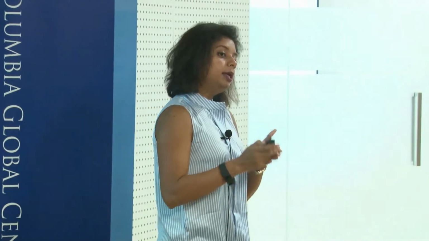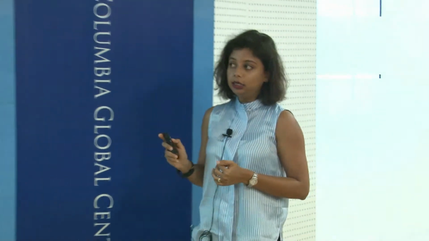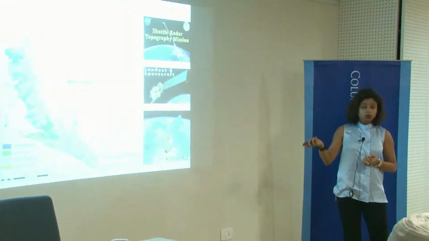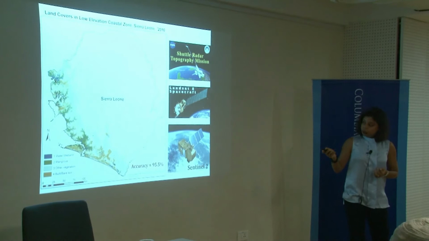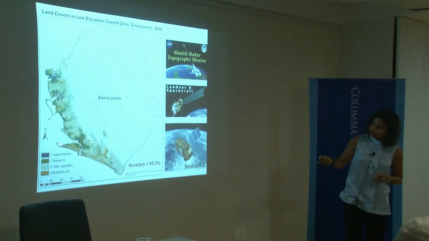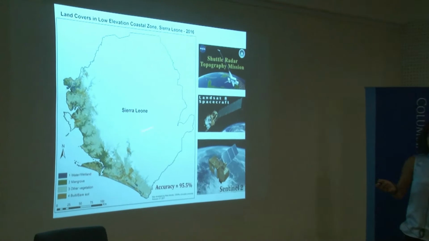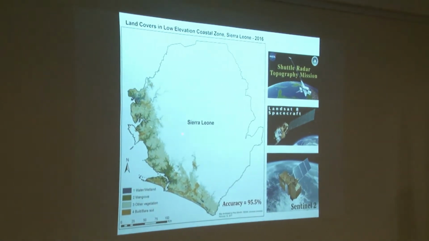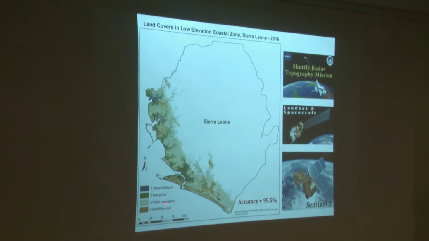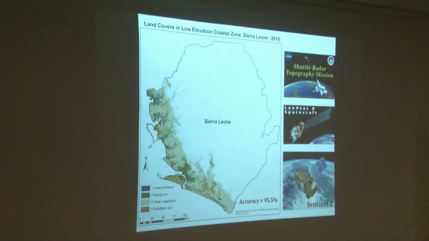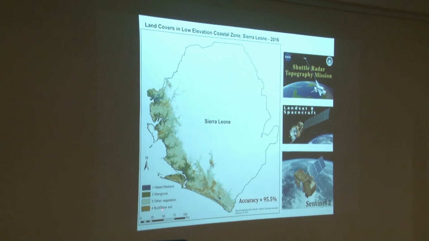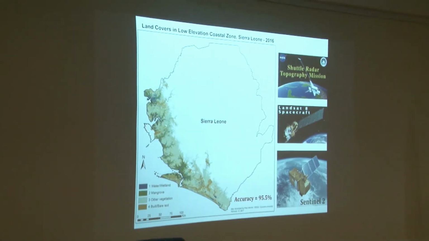For a project like WABiC, we were interested in looking at landscape evolution over time, and it's very important to keep the method consistent. So once we had this idea, I went ahead and created this map for Sierra Leone for 2016. In this map, you can see 4 different land covers. The blue is water and wetland, green is mangrove, light green or kind of yellow is other vegetation like farmland, grass, shrub, and this orange one is bare soil or built environment.